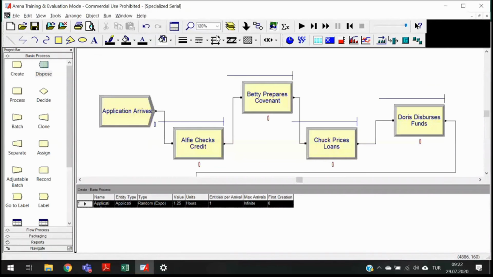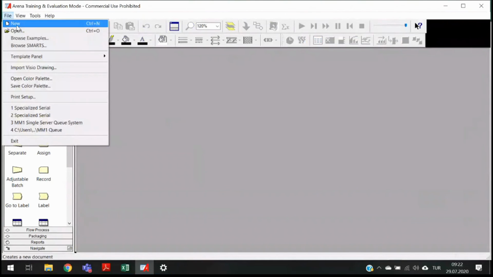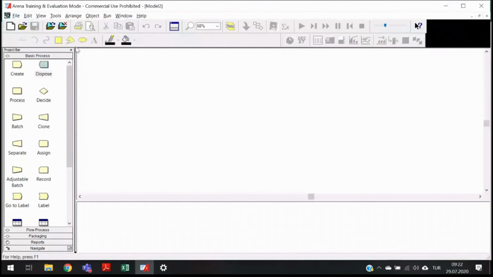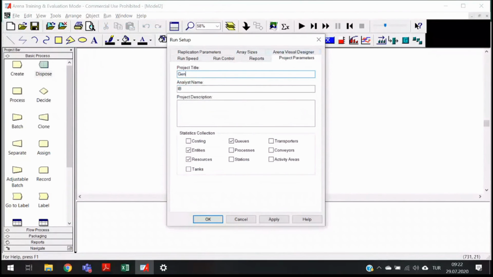And I am going to close this one as well and save that process. Now I am going to open another process, another project. And in that project, so not open, but new, again, from run window setup, we choose project parameters. The name will be generalized serial, generalized parallel. Okay, and again, we would like to collect statistics related to processes as well, even though we have not looked at them at all in the previous application. We can check it.